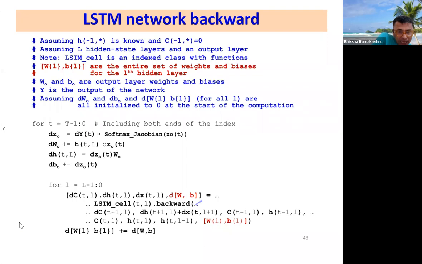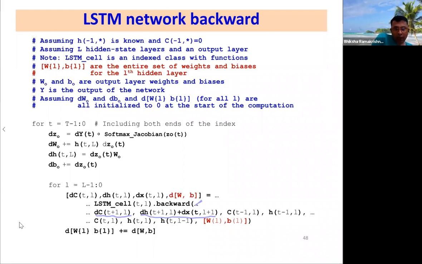This is taking in the derivative with respect to the output memory, the derivative with respect to the hidden state and the input. But then here's something interesting. If you look at this guy over here, what exactly is this?